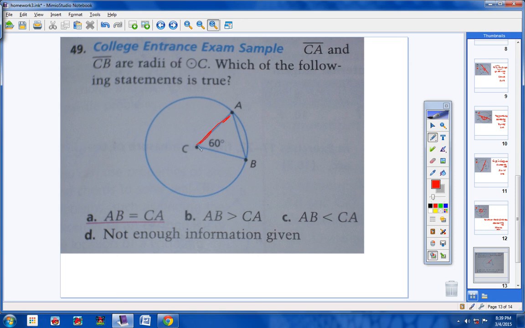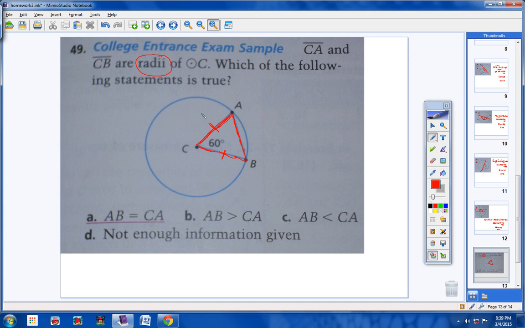This is a radius right here. Okay. Which of the following statements is true down here? Now the answer: this side here is congruent to this side here. How do I know that? They're both a radius of the circle. They're both radii.